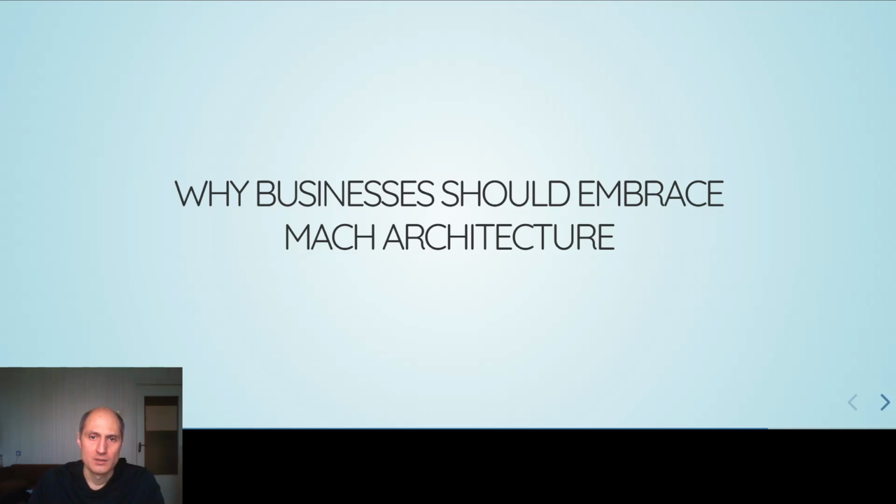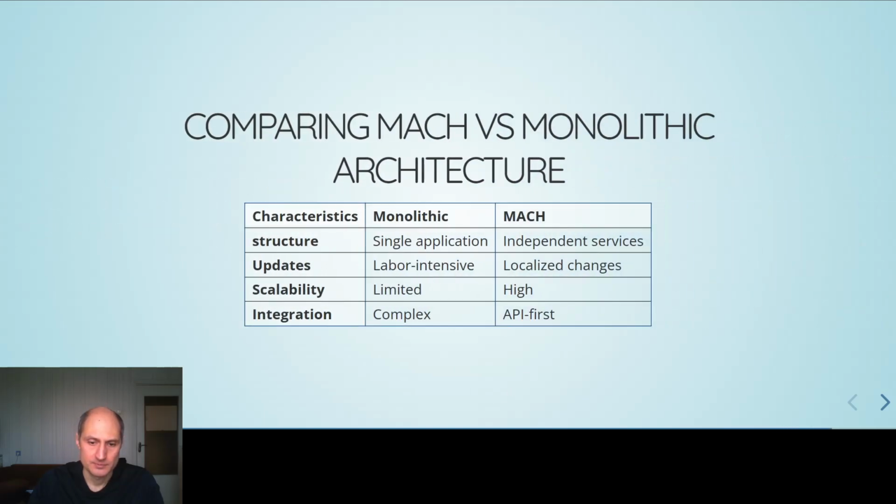So, conclusion: why should businesses embrace MACH architecture? Now we compare MACH versus monolithic architecture. Monolithic architecture is a single application with tightly coupled components, difficult to update, where changes affect the entire system, with limited scalability. On the other hand, MACH architecture has independent microservices, updates can be made locally, new technologies are easy to integrate, and scalability is high.